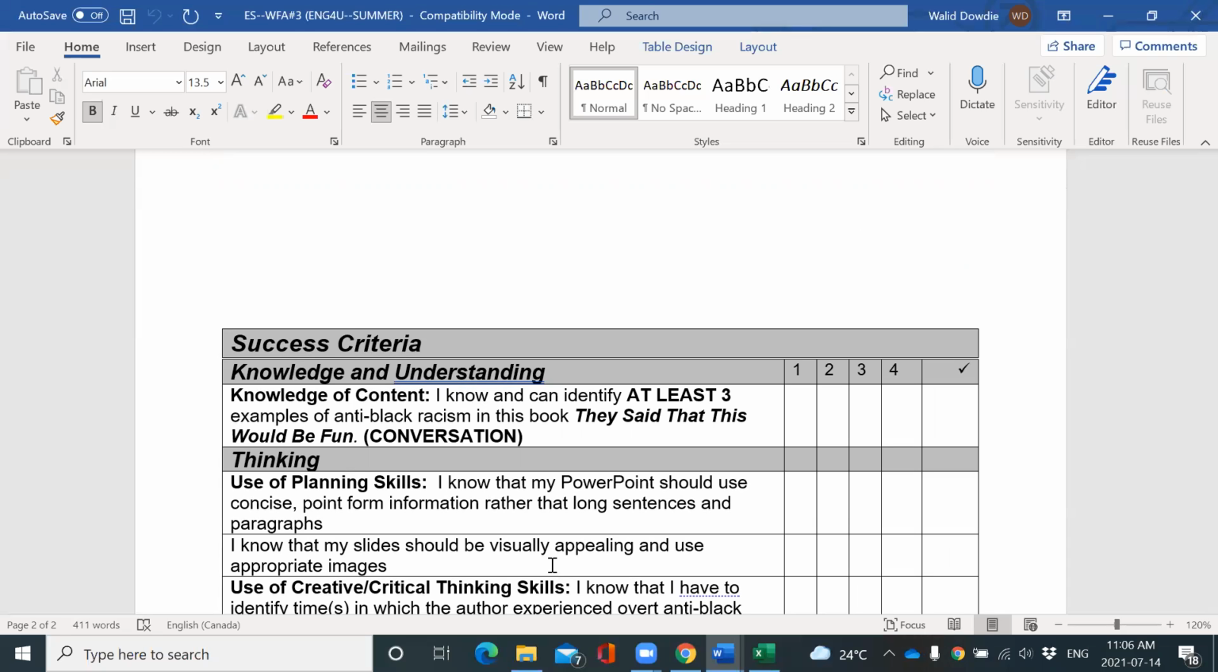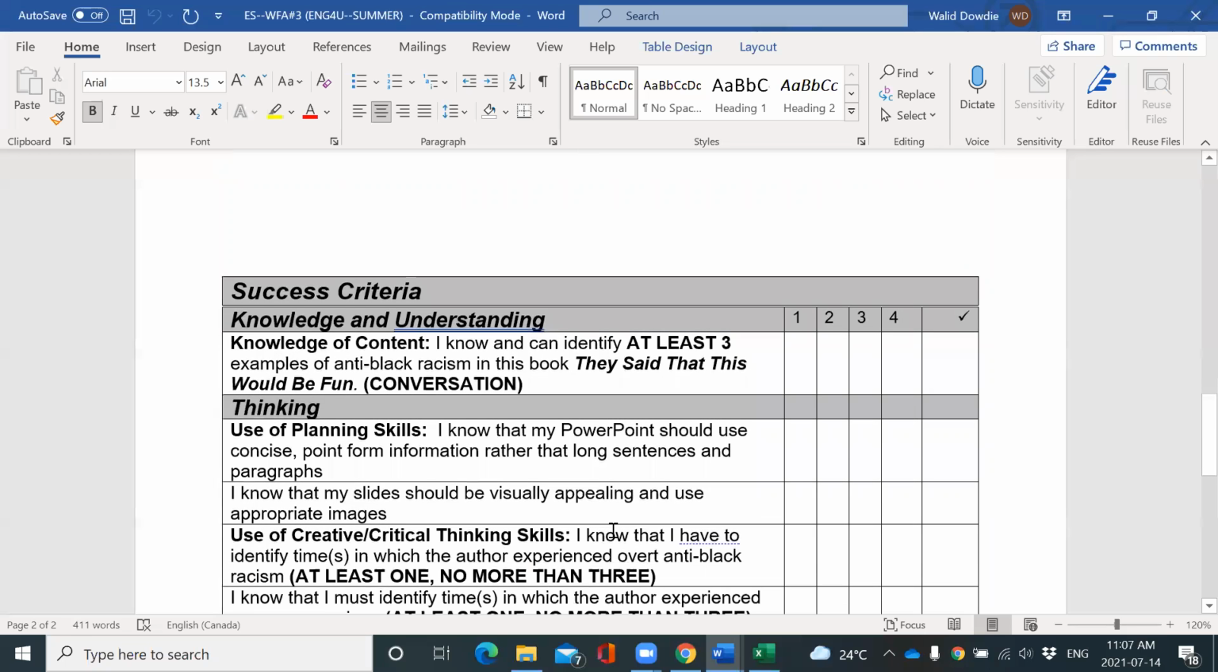Thinking, use of planning skills. I know that my PowerPoint should use concise, point-form information rather than long sentences and paragraphs. An important thing when we do a PowerPoint presentation: I'm not looking for you to write an essay. If I want an essay, I'll say, write me an essay. PowerPoints are short, concise information that's told to the audience, versus longer paragraphs and sentences that are reserved for essays. I know that my slides should be visually appealing and use appropriate images.